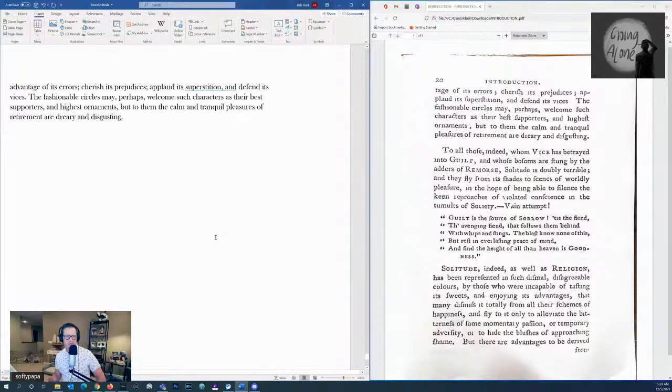inner circle. Ralph Waldo Emerson talks about this exact same thing in his book Self-Reliance. The fashionable circles may perhaps welcome such characters, so such people will welcome such sycophants to their inner circles, as their best supporters and highest ornaments. But to them, the calm and tranquil pleasures of retirement are dreary and disgusting. So they're probably not going to appreciate retirement. In this case, not retirement, like no longer working, but solitude, time alone. Very, very well written. I love it.